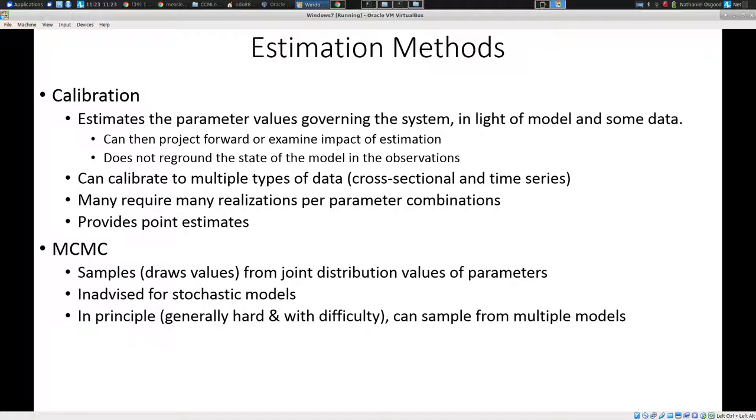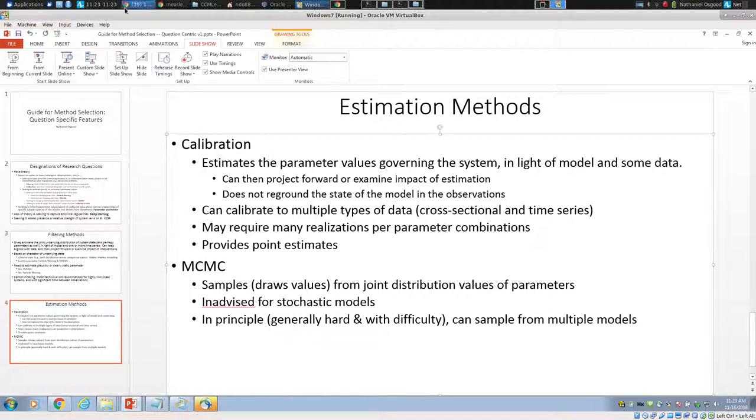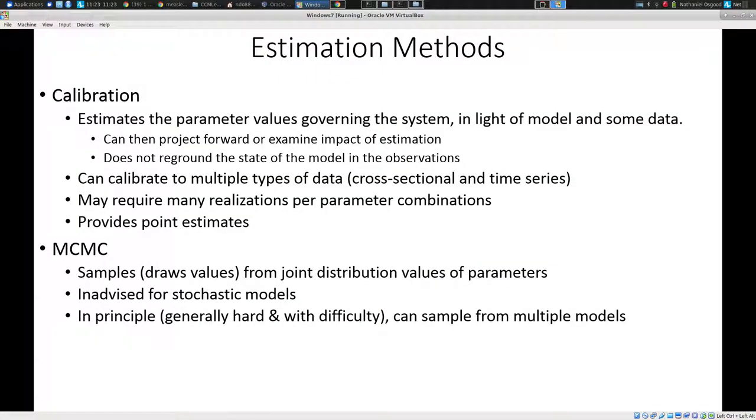For an agent-based model, it's common if it uses many runs for each trial set of parameter values. You may want to run it more than once because of stochastics, and it provides point estimates of parameters. So it's not giving you a distribution. By contrast, it is a distribution that MCMC gives you. It samples from values of parameters jointly and gives you a picture in terms of a distribution of likely parameter values. It's not advised for stochastic models.